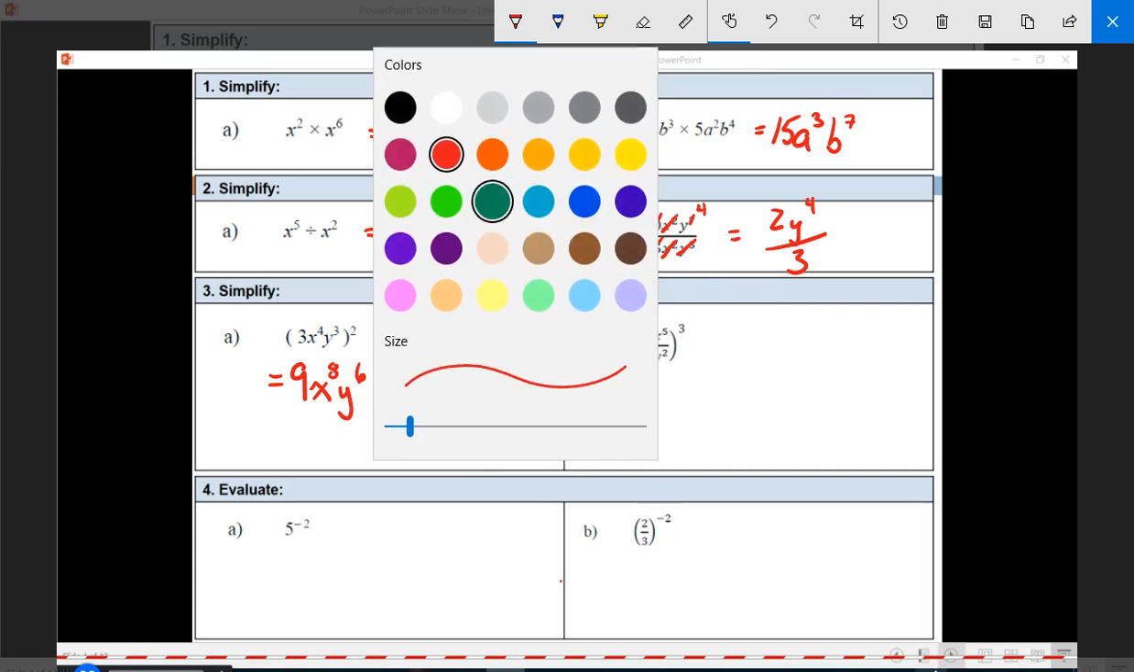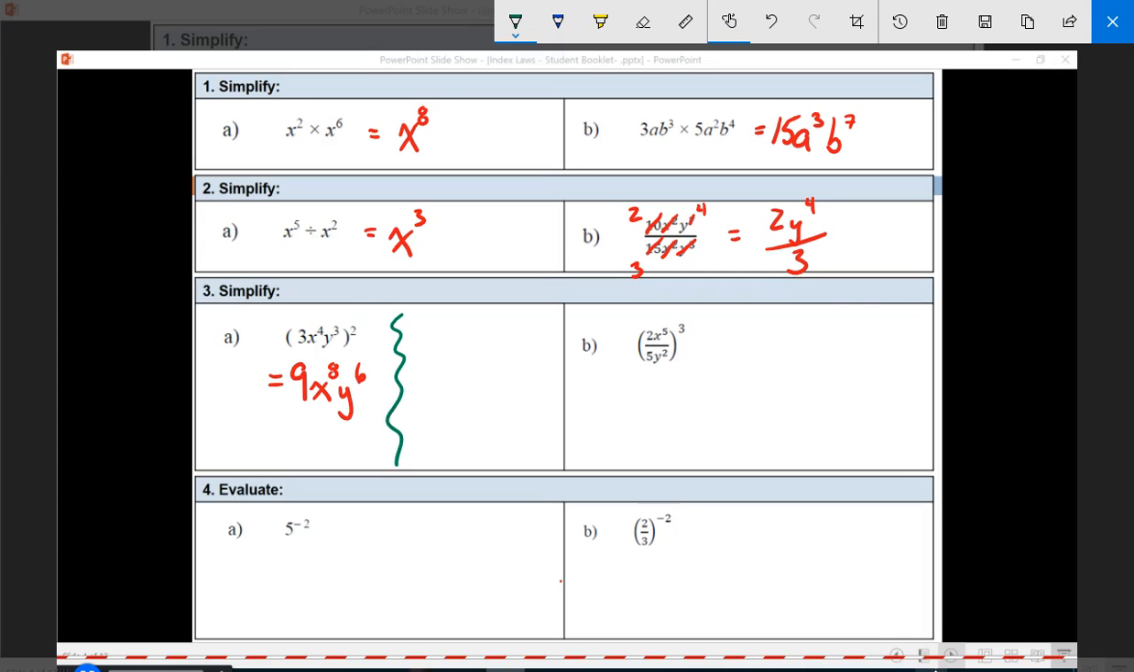Now guys, again, you don't need to write this down, but this here is the exact same as 3x to the 4 y cubed times 3x to the 4 y cubed. So really, I'm multiplying 3 times 3, x to the 4 times x to the 4, y cubed times y cubed. And if I did it that way, that's 9, x to the 8, y to the 6. So that's why we have to give that squared to every single part of the term. Does that make sense? Okay, let's look at the next one.